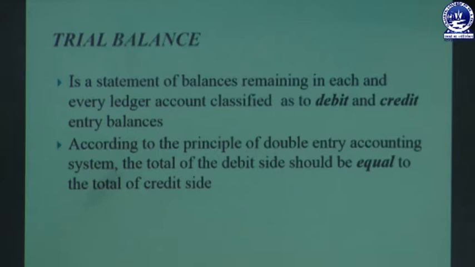The double entry system, or dual aspect concept, says that for every transaction there are two aspects. There must be one entry for recording debit, another for recording credit. Each time, debit corresponds to credit, and the total amount of debit must equal the credit. So when we prepare a trial balance, we take into consideration the balances of all the accounts. The total of the debit balances of all the accounts must equal the total of the credit balances.